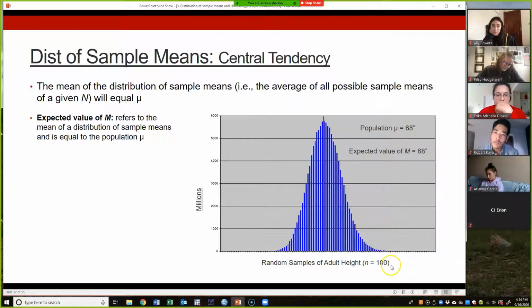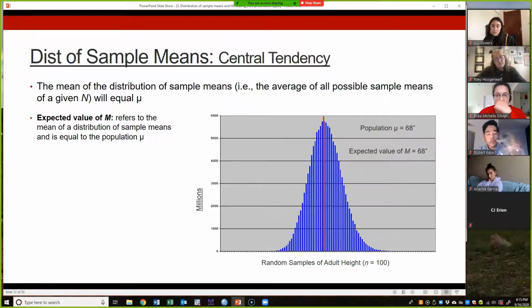If I collect all possible samples of size 100 from the U.S. population, and I plot the means of all those samples out, I would get my distribution of sample means. Okay, and what I would find is that the mean of my distribution of sample means is going to be 68 inches. And we refer to this as our expected value of the mean. The expected value of the mean is the mean of the distribution of sample means, and it's going to be equal to our population mean.